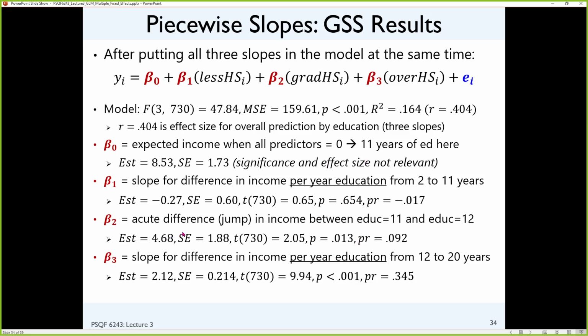Now, high school degree, that's covered by beta 2. So relative to 11th grade, the slope describing the jump in income that you get if you have 12th grade is 4.68. So people who graduate high school make about $4,600 more in this sample than people who don't. So relative to 11th grade. Standard error is 1.88. Estimate over standard error gives me my t.